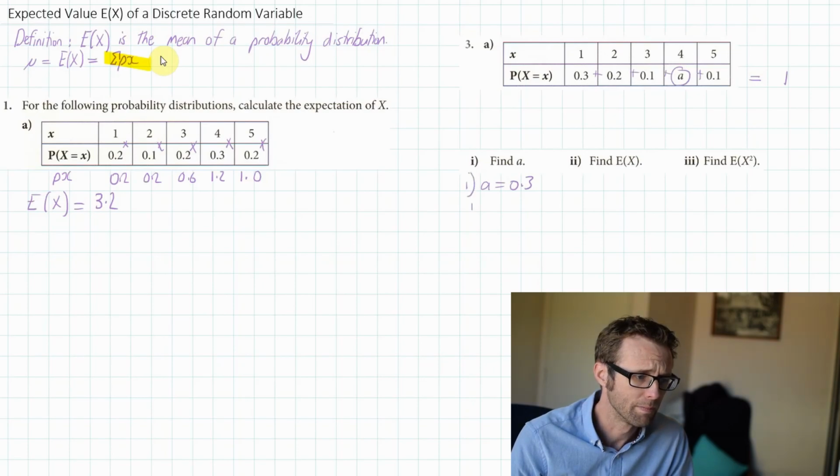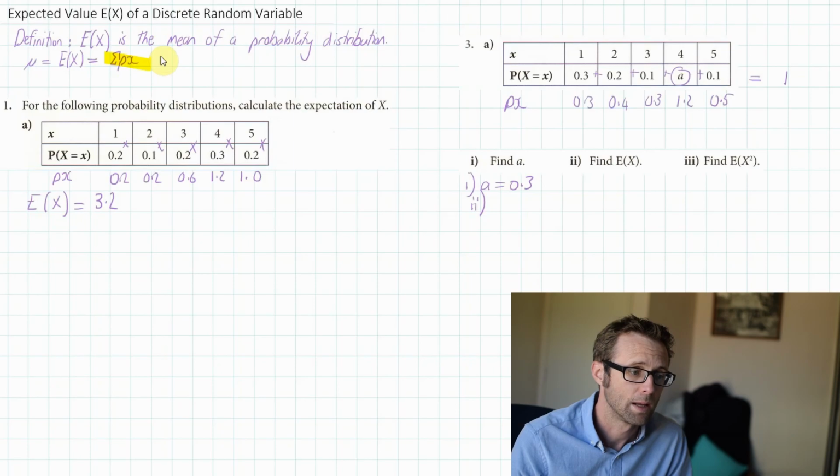Number 2, find the expected value. For the expected value, we need another row, px. 1 times 0.3 is 0.3. 2 times 0.2 is 0.4. 3 times 0.1 is 0.3. 4 times a is 4 times 0.3, which is 1.2. And 5 times 0.1 is going to be 0.5.